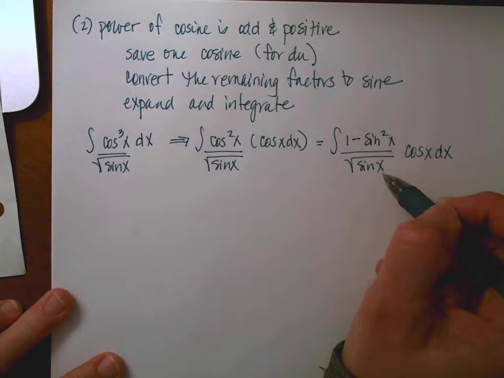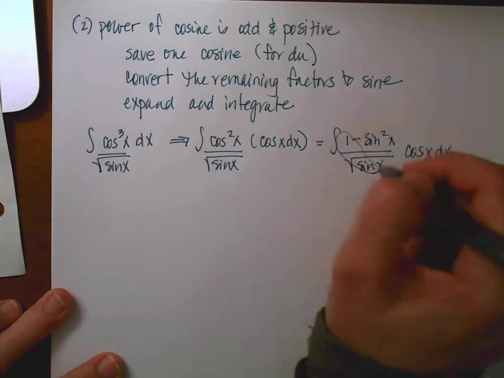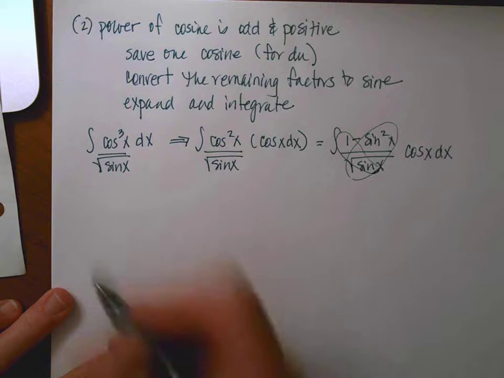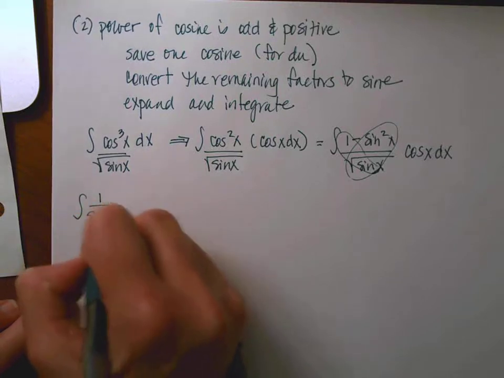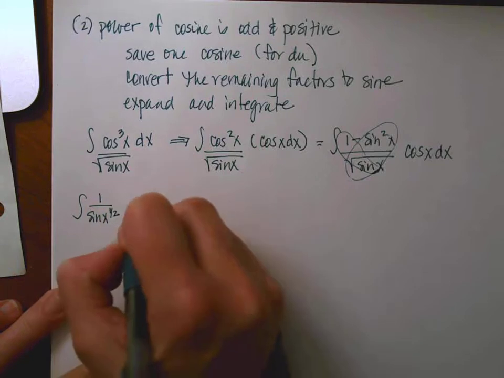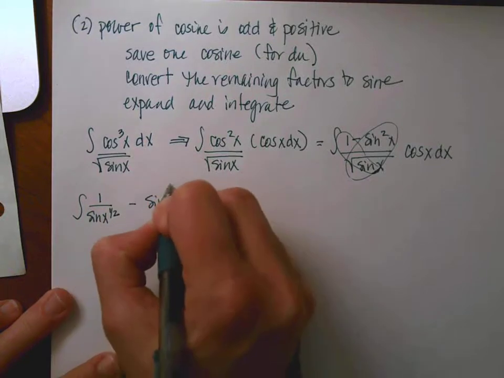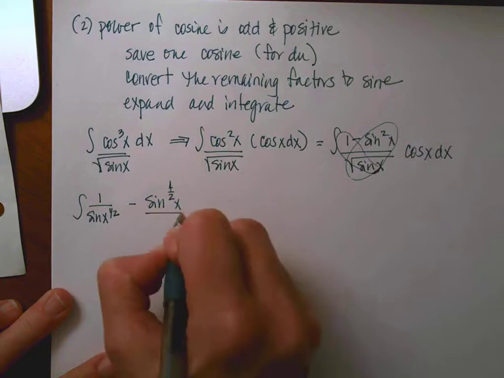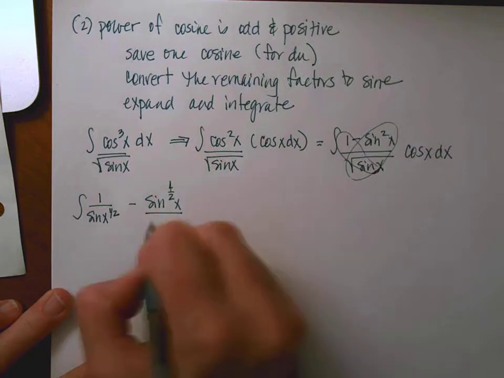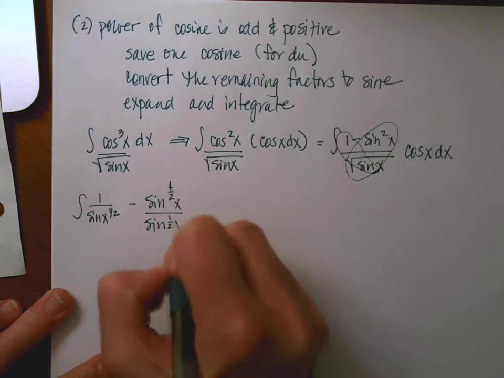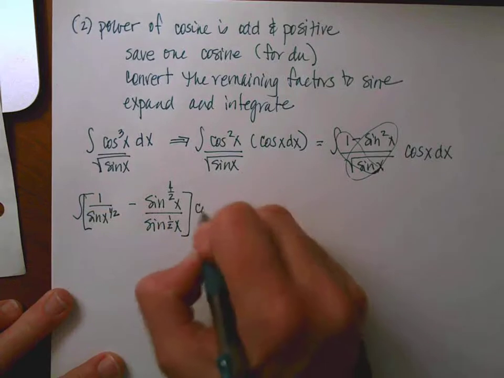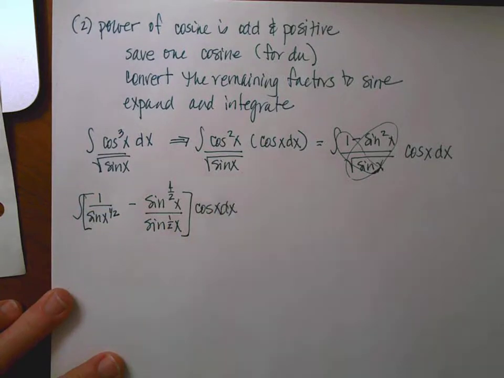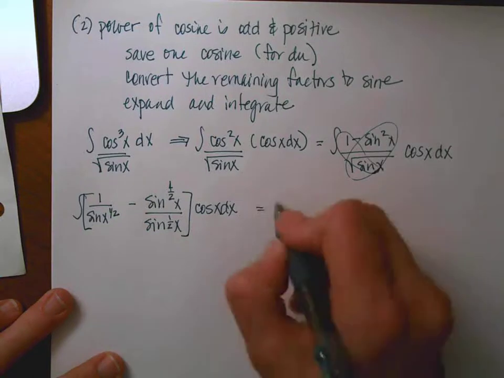All right, so because I have two terms added on the top and one term on the bottom, I can separate this into two terms. So I'm going to write it as the integral of 1 divided by the sine of x to the 1/2 minus the sine of x to the 4/2 divided by the sine of x to the 1/2, and then put my little brackets in there, and then here's the cosine of x dx. Alrighty? And I'm going to rewrite this again.